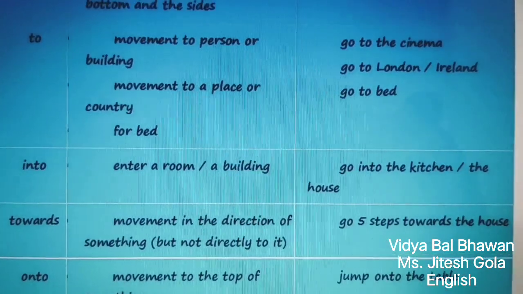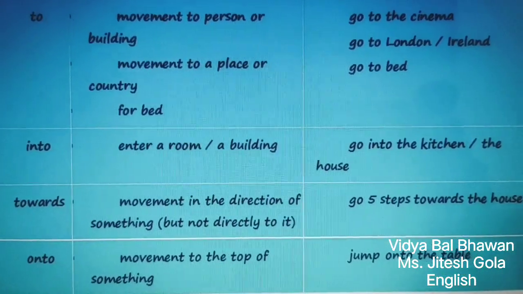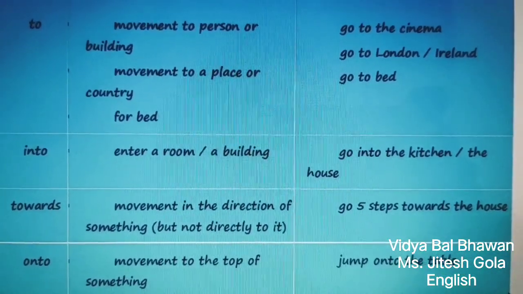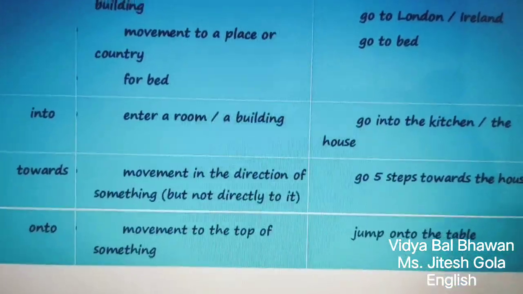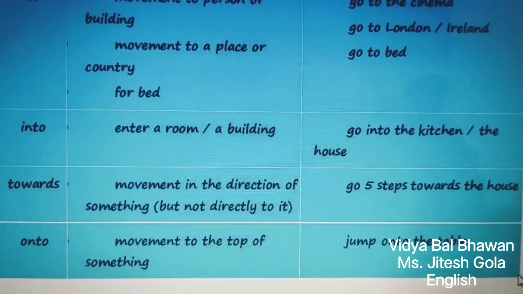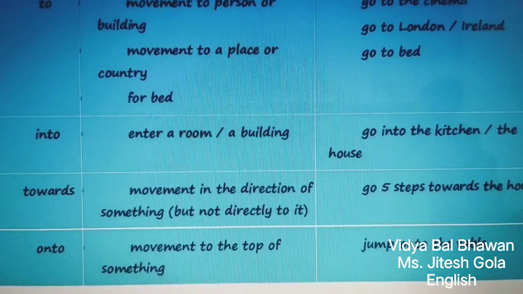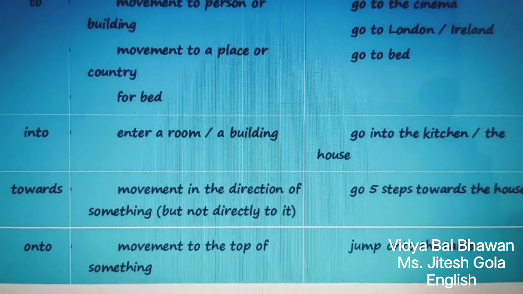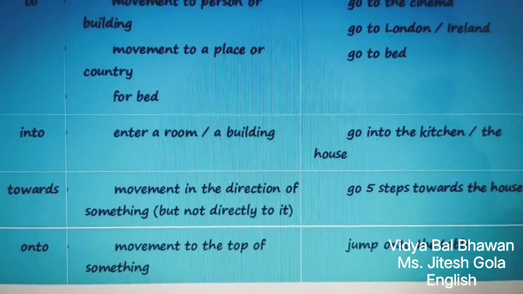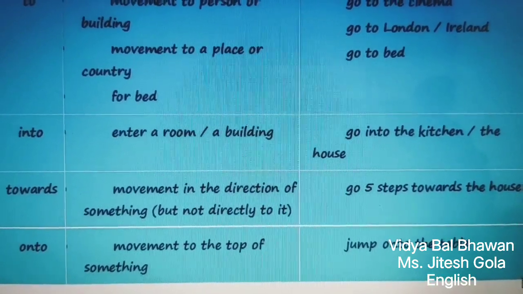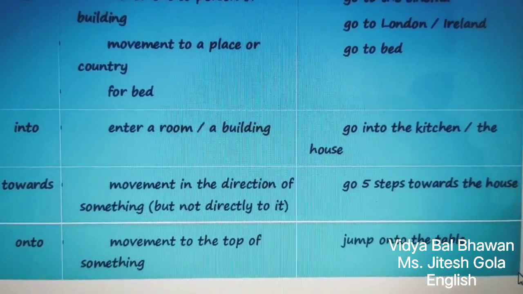Into you can use when you are talking about entering a room or a building. For example, she went into the kitchen or into the house. Another one, towards, movement in the direction of something but not directly to it. For example, go 5 steps towards the house. Here in this sentence, I am not asking you to move directly to that, but in that particular direction.